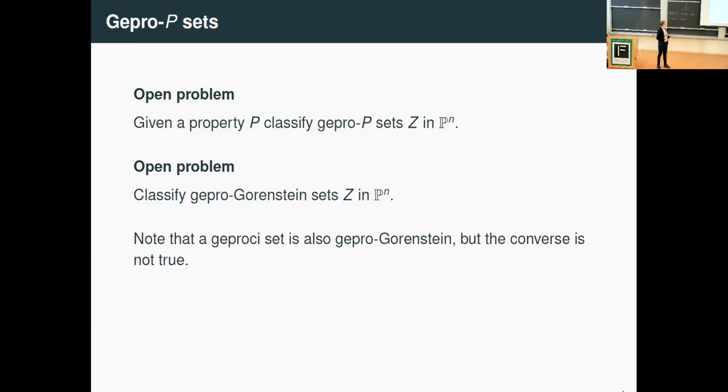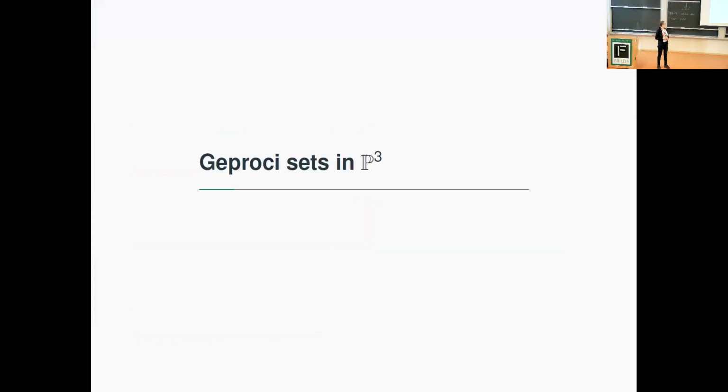You can note that Geproci sets are Gepro-Gorenstein sets, but not the other way around. And you can also try to classify Geproci sets in P^n. This is also very general. In this talk, I would like to say something about Geproci sets in P3, since we don't know any examples in P^n, and we have some classifications in P3. So let's move to P3, and from now on, everything is going on in P3.